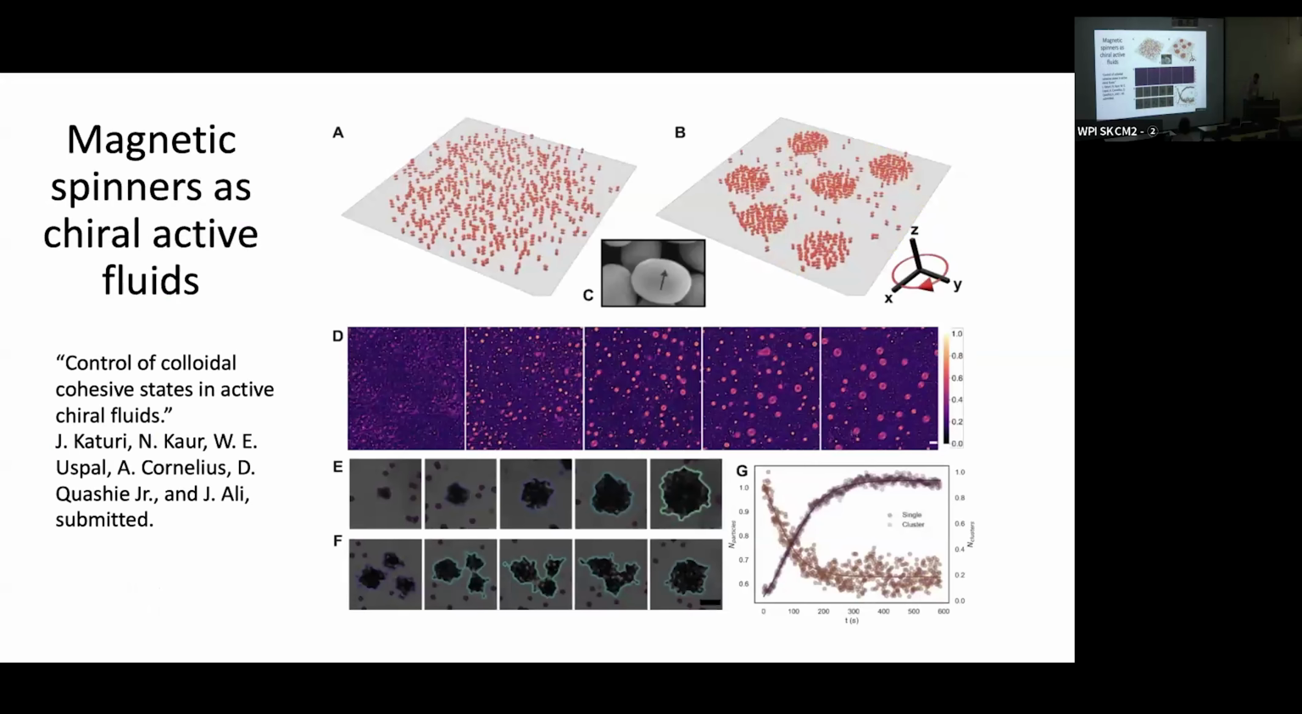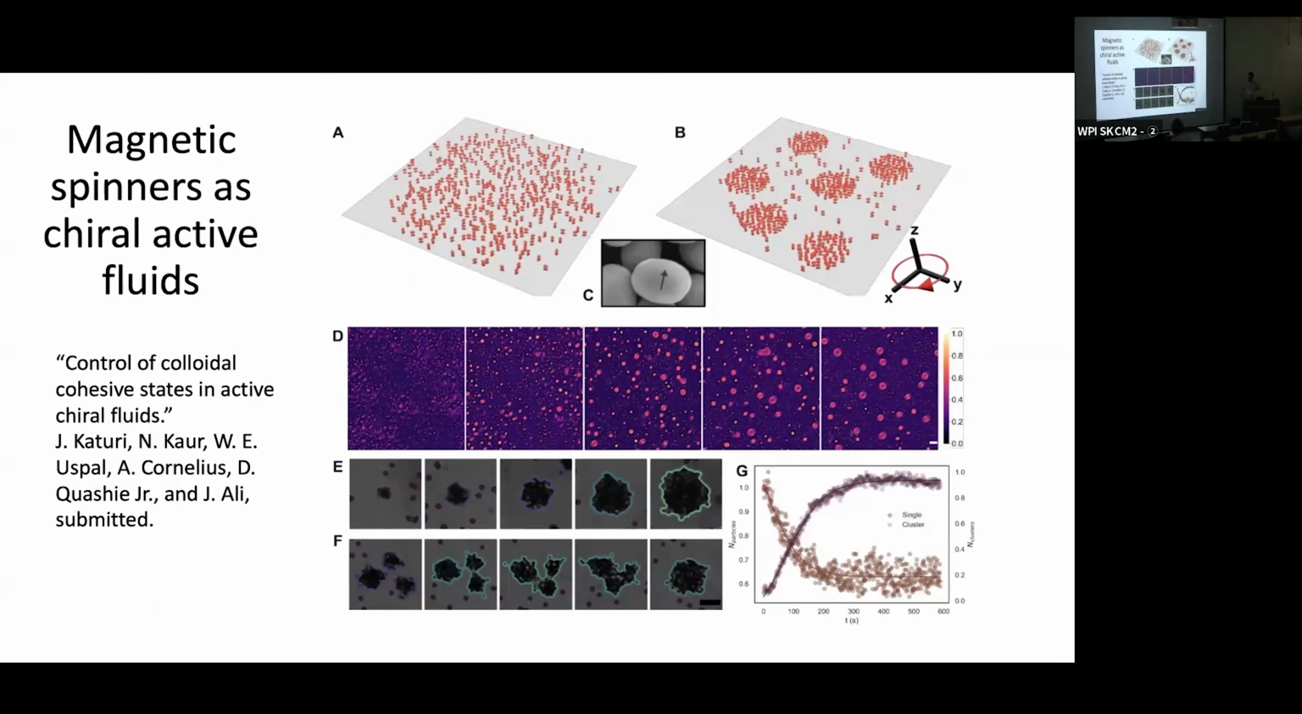In the couple minutes left, Jaideep, my collaborator, made hematite particles. So they have a permanent dipole moment, and he put them in a rotating magnetic field. When you do that, these guys spin and they form clusters. And these clusters grow over time. This is something that was known in the literature before.